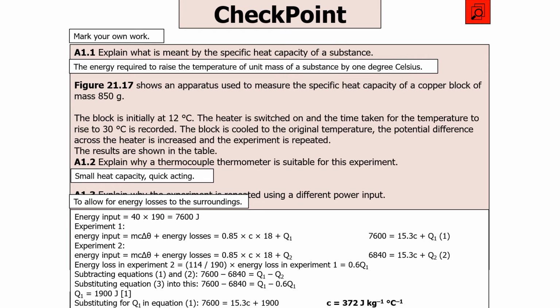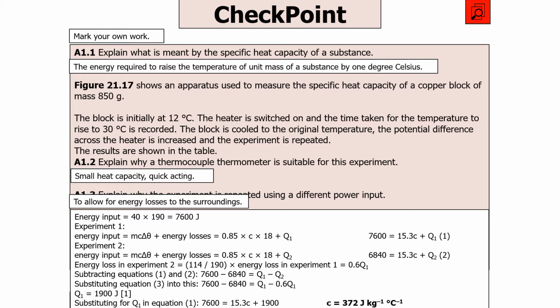So to work out the heat capacity, you'll do the input of the energy, which is 40 times by 190, so 7,600 joules. For experiment one, the energy input is MCΔT plus the energy losses. So you can work that through to be 7,600 equals 15.3 C plus Q1. Same for experiment 2, and you get 6,840 equals 15.3 C plus Q2. You can then subtract equations 1 and 2 to get 7,600 minus 6,840 equals Q1 minus Q2.